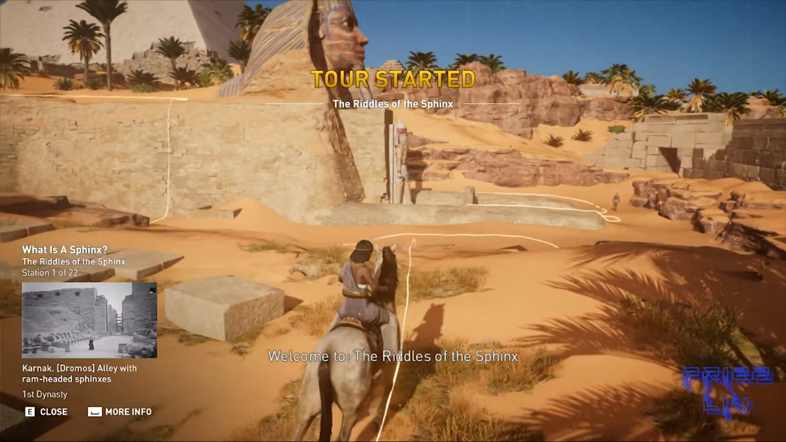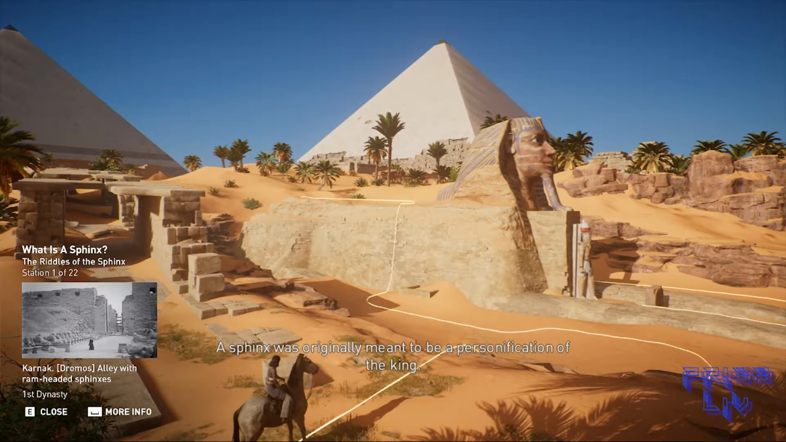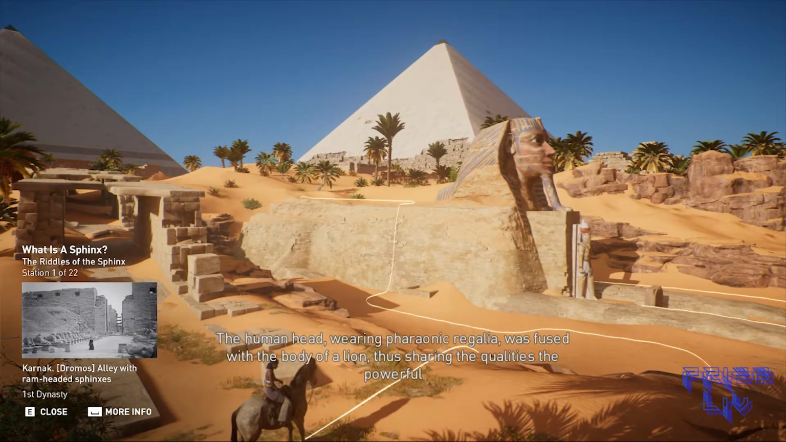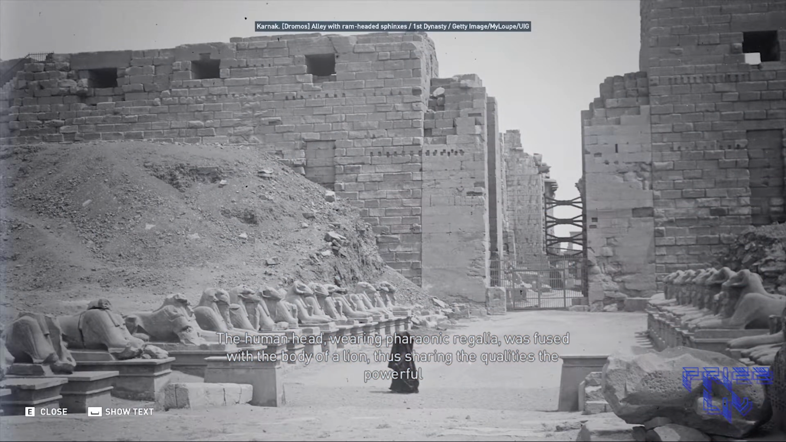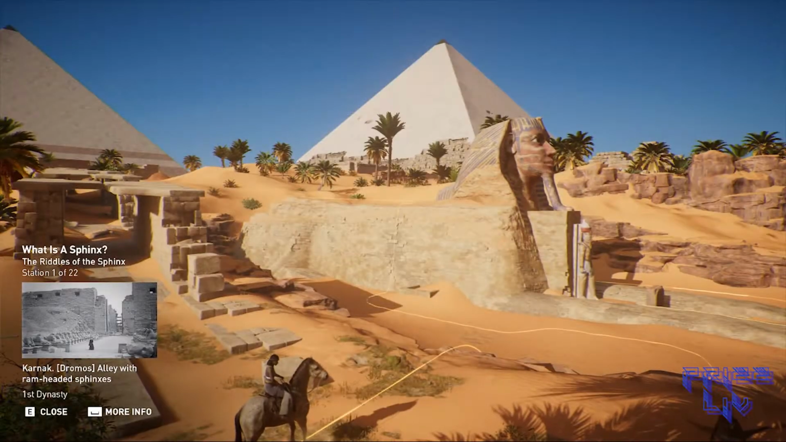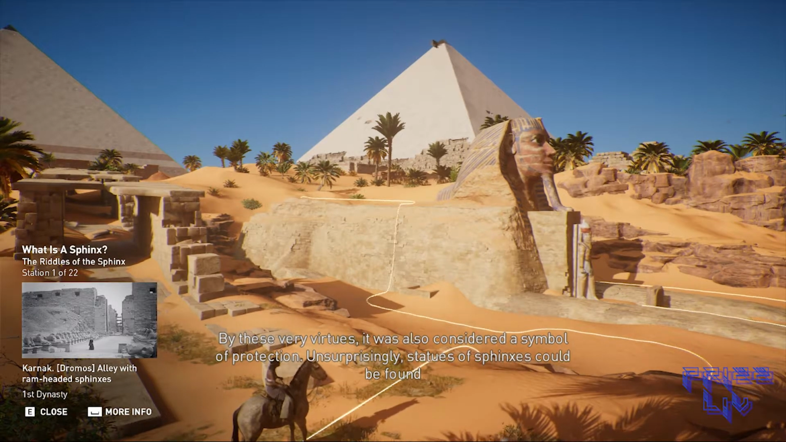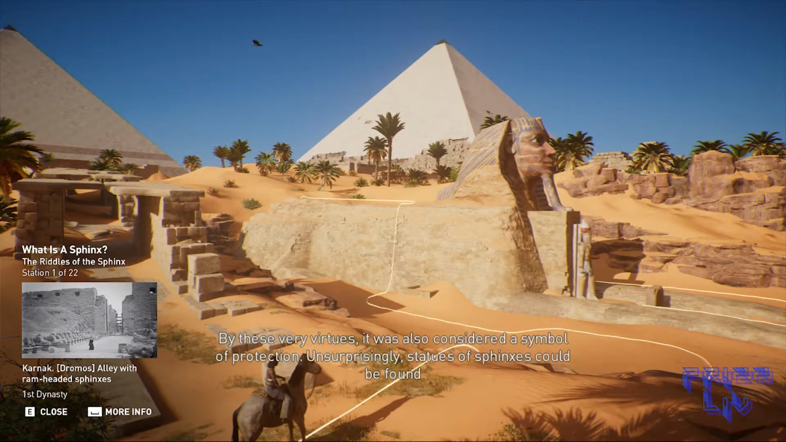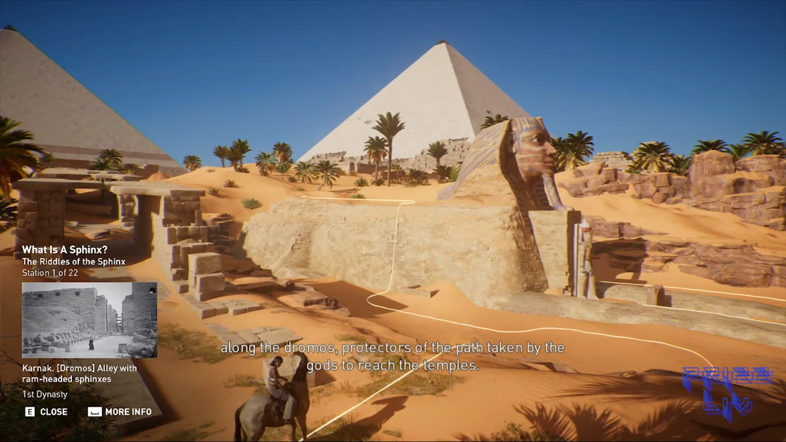Welcome to The Riddle. A sphinx was originally meant to be a personification of the king. The human head, wearing pharaonic regalia, was fused with the body of a lion, thus sharing the qualities the powerful animal possessed, namely its power, the swiftness of its attack, and its majestic authority. By these very virtues, it was also considered a symbol of protection. Unsurprisingly, statues of sphinxes could be found along the dromos, protectors of the path taken by the gods to reach the temples.